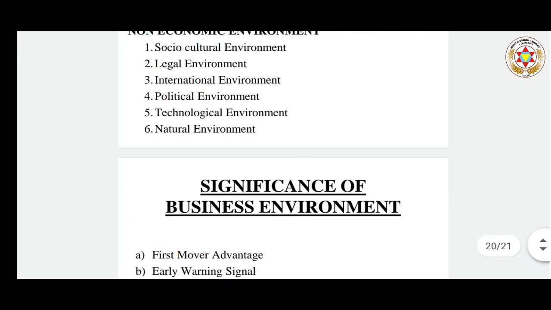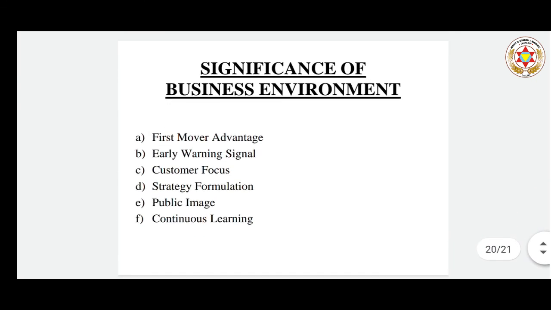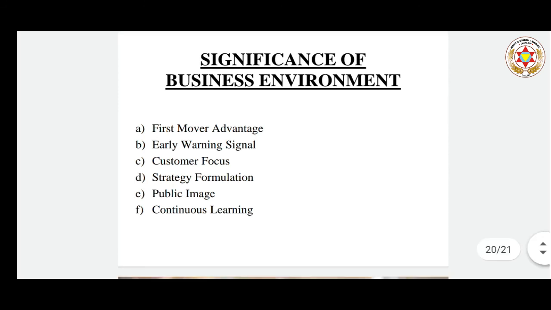Let us come to the significance of the business environment, that is, how studying the business environment is significant. It gives a first mover advantage, it gives an early warning signal, it focuses on the customers, it is helpful in strategy formulation and the public image, and there is continuous learning if we are aware and continuously study the business environment.